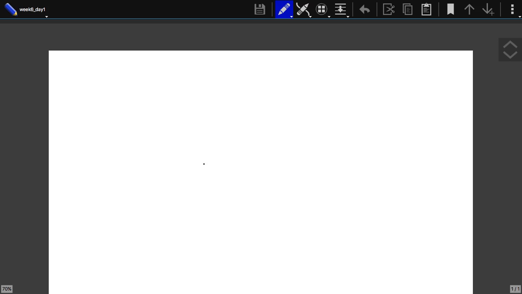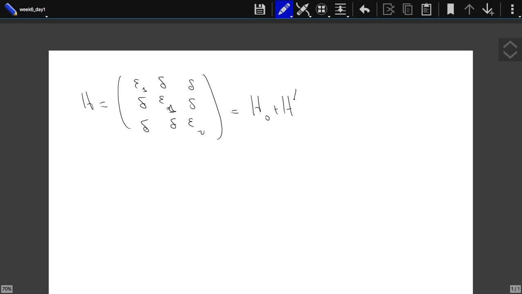Now, another problem was the third question. At least there was one of you who made a mistake. Now, you see, this is our Hamiltonian, with entries epsilon 1, epsilon 1, epsilon 2, and delta off-diagonal, which we wrote as H0 plus H prime, and H0 is equal to epsilon 1, epsilon 1, epsilon 2, 0, 0, this one. And H prime is equal to the remaining part.